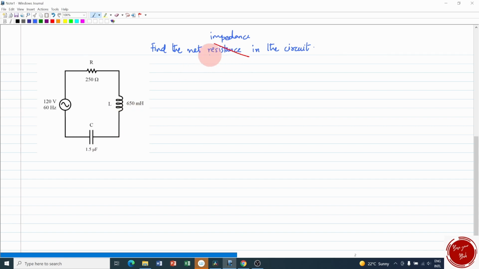Okay. So, the impedance notation is Z, and we have to find the net impedance, which is the summation of your resistance value, the XL value and the XC value, and hence the unit for impedance is ohm itself. Why? Because the units for R, XL and XC are also ohm. So, let's find out the value of R, XL and XC now. R is already given. R is equal to 250 ohm.